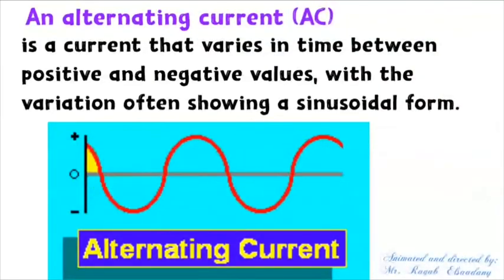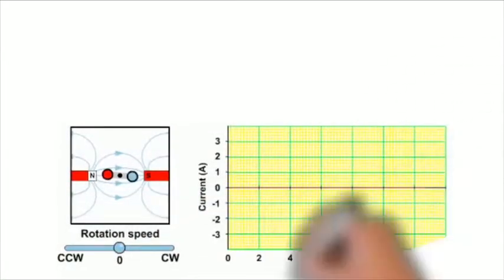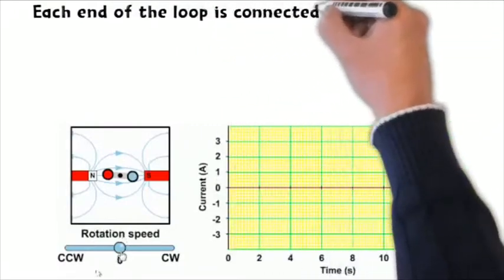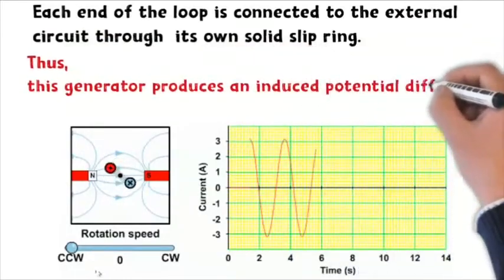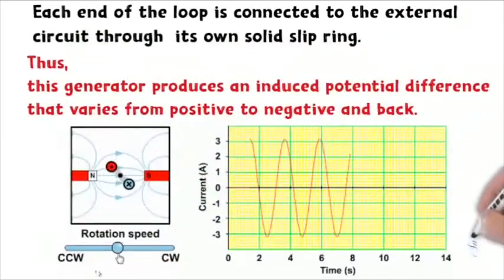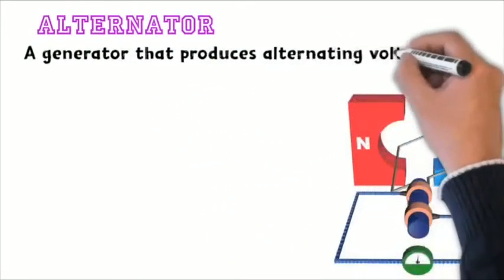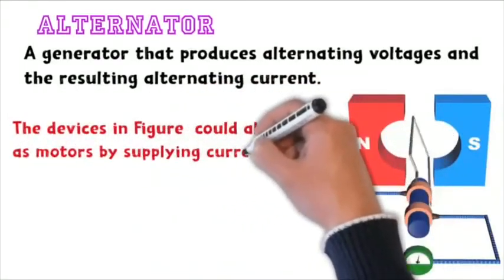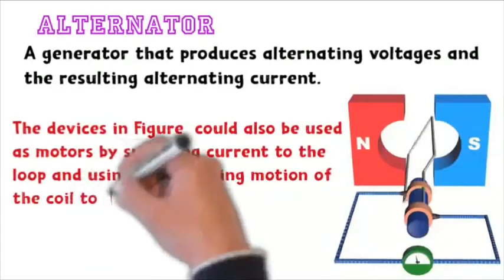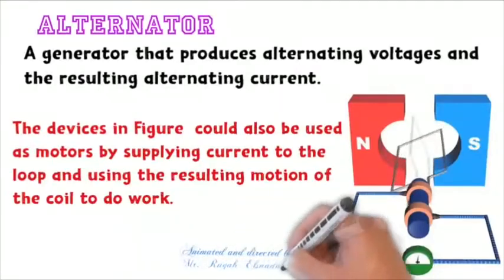In the AC generator, each end of the loop is connected to the external circuit through its own solid slip ring. Thus, this generator produces an induced potential difference that varies from positive to negative and back. Alternator: it is a generator device that produces alternating voltages and the resulting alternating current. The device in the figure could also be used as a motor by supplying a current to the loop and using the resulting motion of the coil to do work.